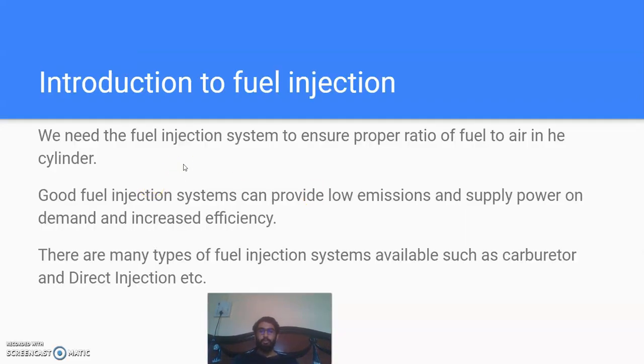So as we know, we need the fuel injection system to ensure proper mixing of air and fuel in the combustion chamber, and the ratio should be proper, so that we can get better efficiency, low emissions, and power supply on demand. There are many types of fuel injection systems available from the early days, such as carburetors, throttle body systems, direct injection systems, and multi-point fuel injection systems.